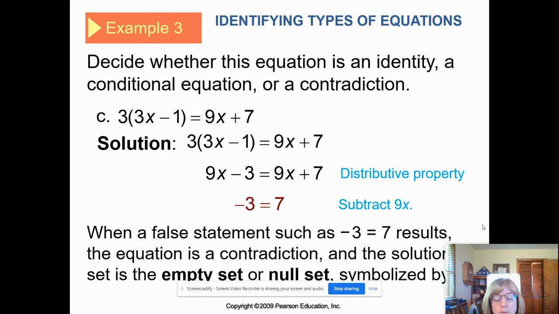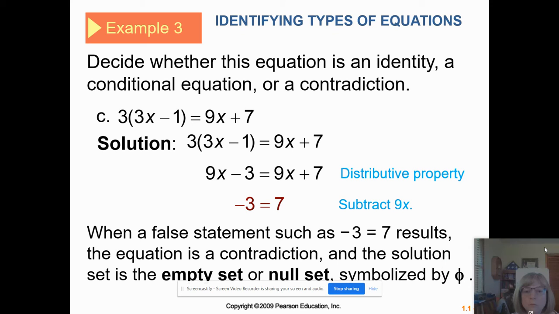And in this case, there is no solution. So I can either write the words empty set, or I could write null set, or I could use the symbol 0 with a line through it. Most of the time, the line is kind of a diagonal line, which is different than what they're showing you here.